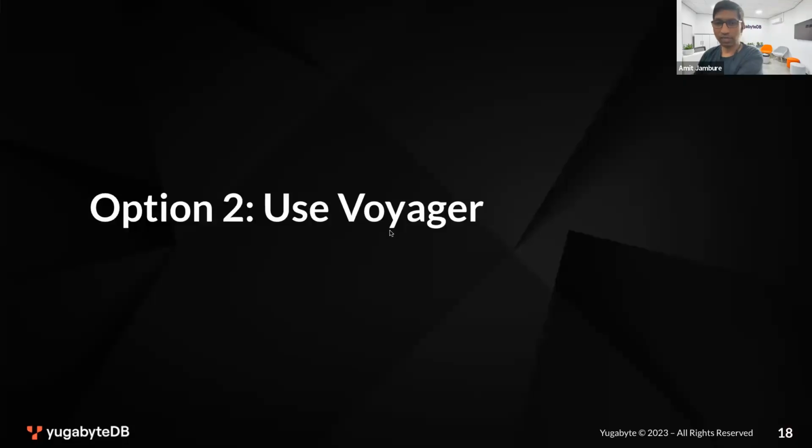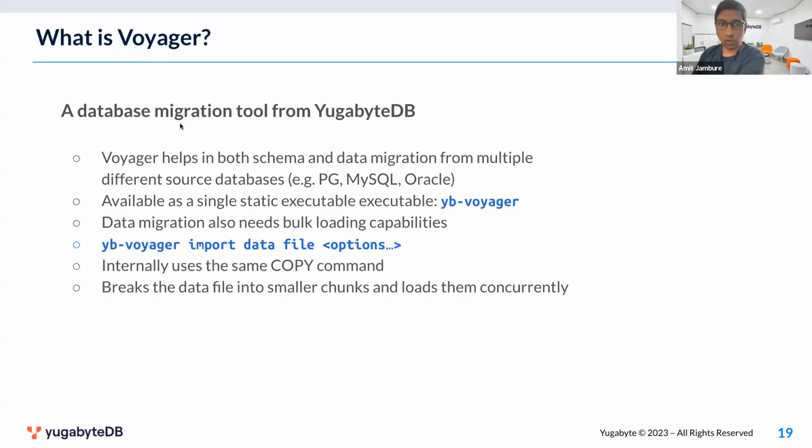Now, the next option is Voyager. What is Voyager? Voyager is a database migration tool from Yugabyte. It supports both schema migration and data migration from Postgres, MySQL, and Oracle. Why am I bringing a database migration tool into this discussion? Because we are interested in the data migration capabilities of this tool. Imagine during database migration, you dump 5 terabytes or 10 terabytes worth of source database in the local file system, and then you have to load that data. So faster data ingestion is the bread and butter of a database migration tool.